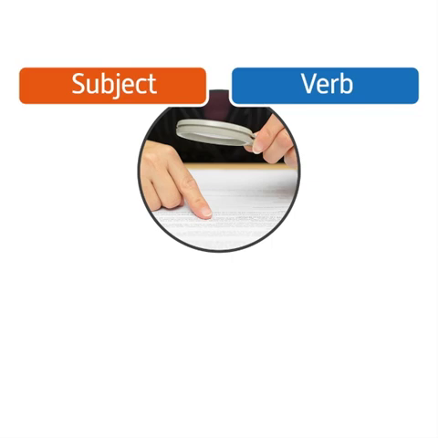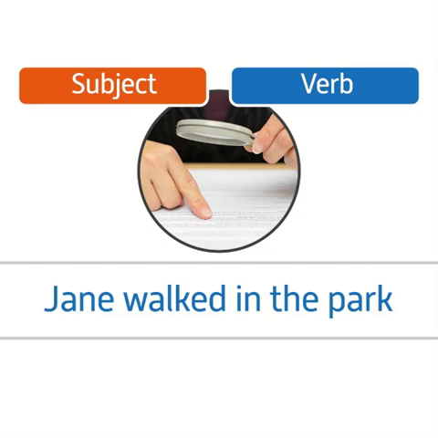A sentence needs a subject and a verb. Jane walked in the park is one example. You have Jane, the subject, and walked, the verb. If you said in the park on its own, it would not be a complete sentence.